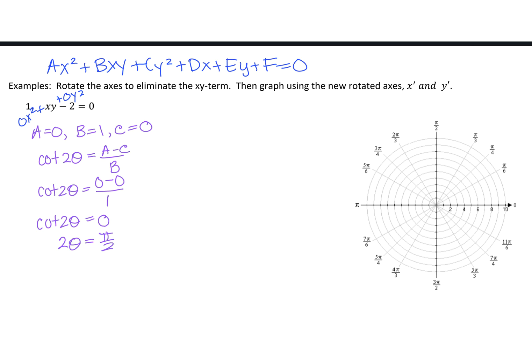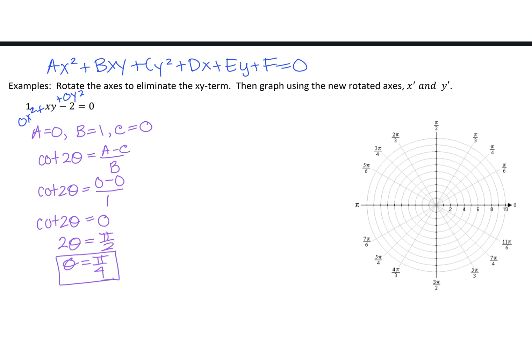And technically to get all angles, then you would say plus k pi. However, we just need the 1. We're going to take the smallest angle. So you just need the first one on the unit circle. Then we divide by 2 and we get theta is equal to pi over 4. Perfect. So now we know our theta value.